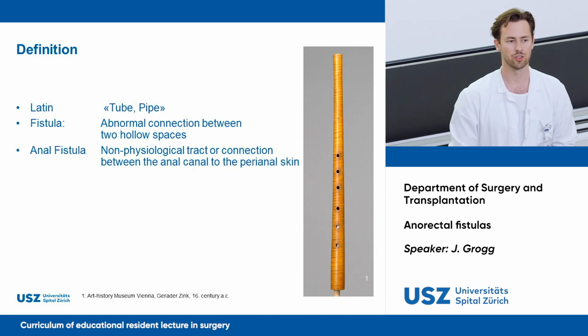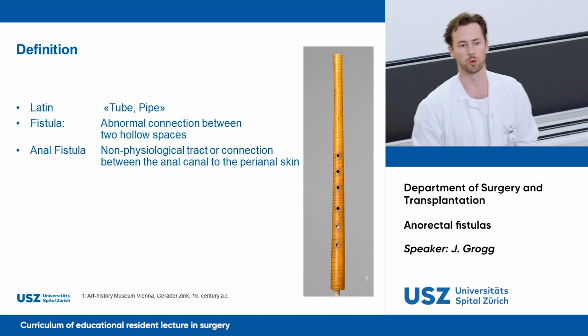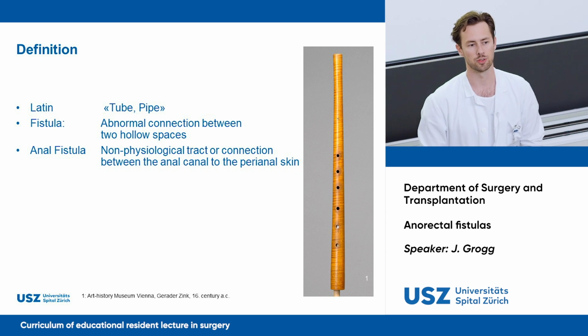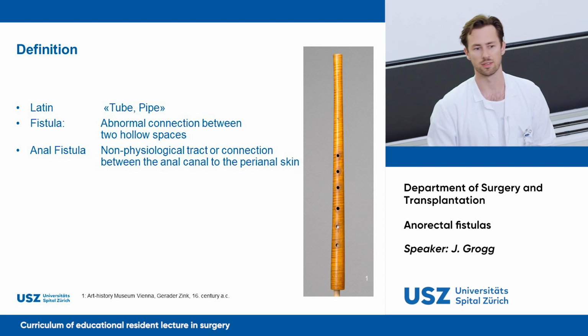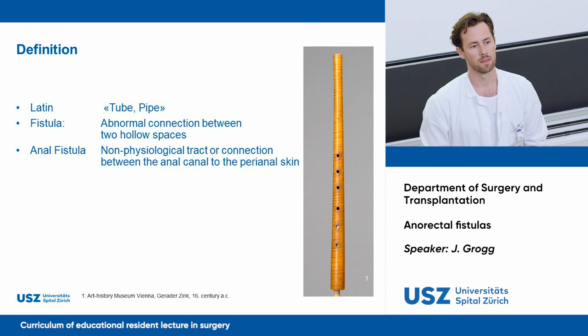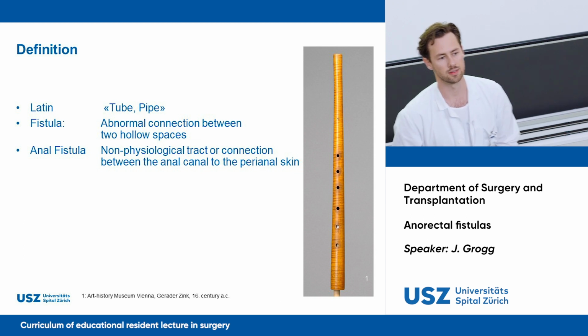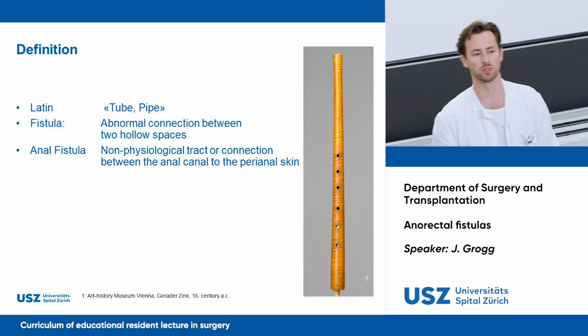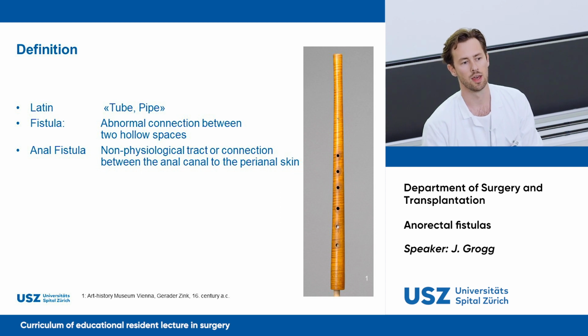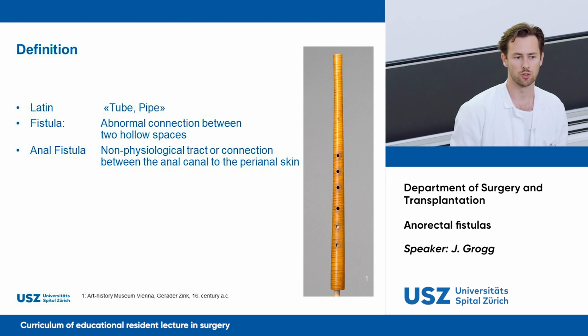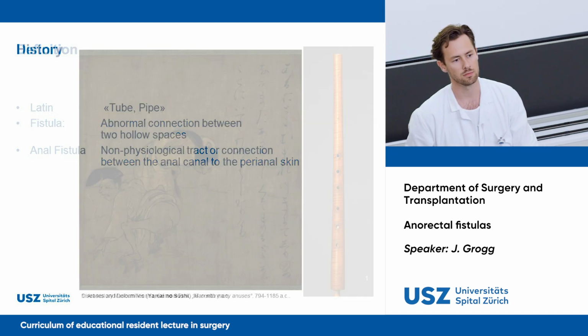So the definition: fistula is a Latin word meaning tube or pipe. It actually also refers to an ancient type of shepherd's pipe, as seen here on the right. But in the medical context, a fistula is an abnormal connection between two hollow spaces. And specifically, an anal fistula is the non-physiological tract or connection between the anal canal and the perianal skin.